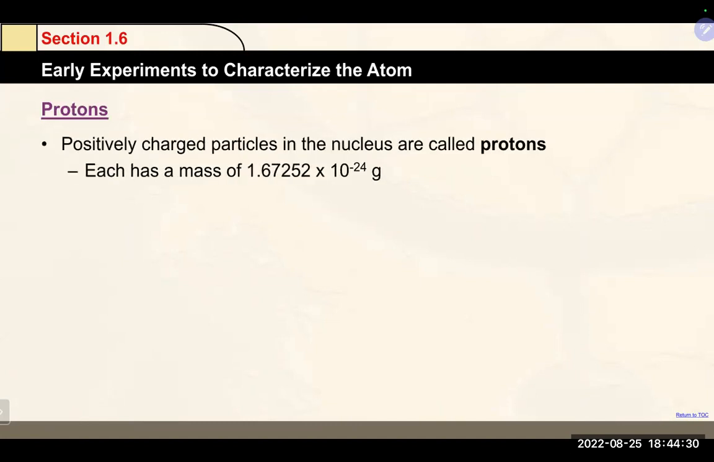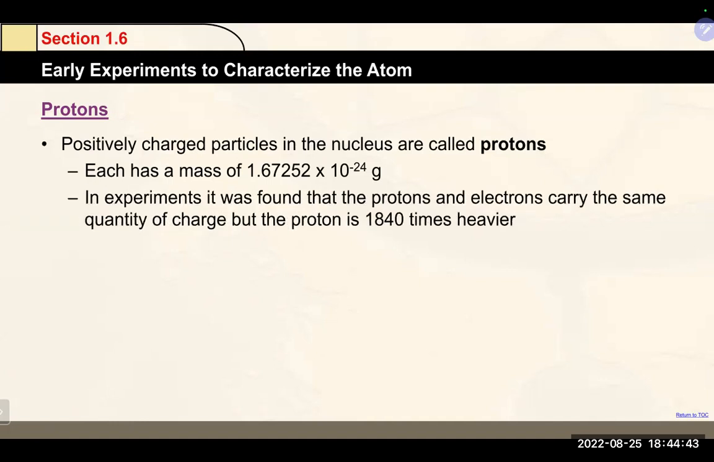We found through experiments that the mass of a proton is 1.67252 times 10 to the minus 24 grams. And if you remember, that is about 1,840 times heavier than any electron that there is. If you remember, the electron was 9.09 times 10 to the minus 28 grams. So this is a much smaller number than obviously this. When you compare exponents that are negative, the smaller negative exponent is the larger number, right? Because you're going less places to the left.